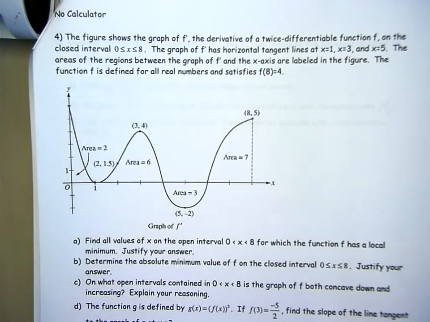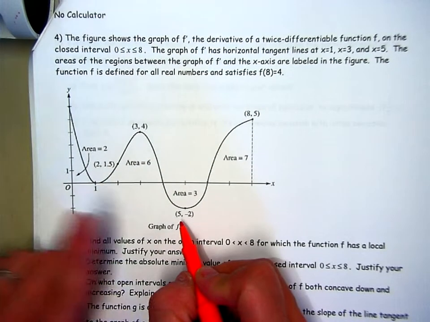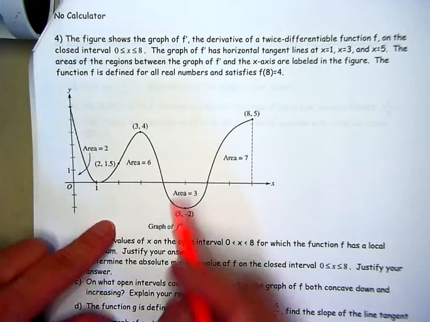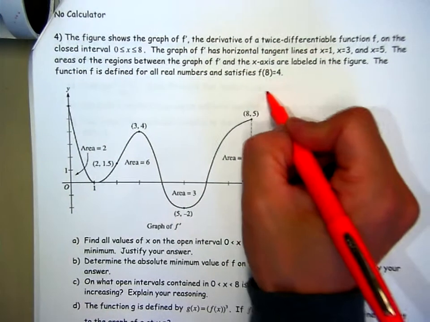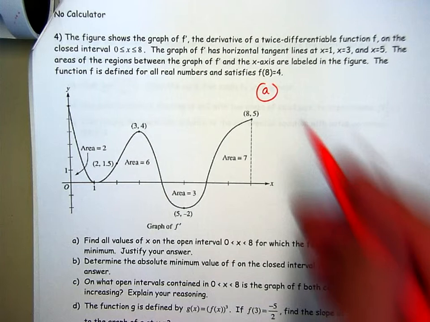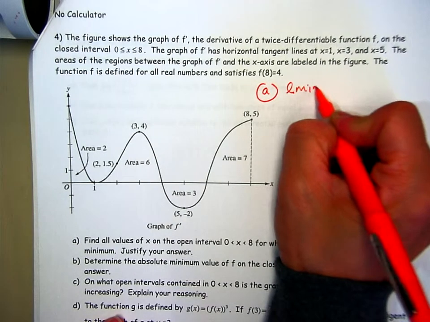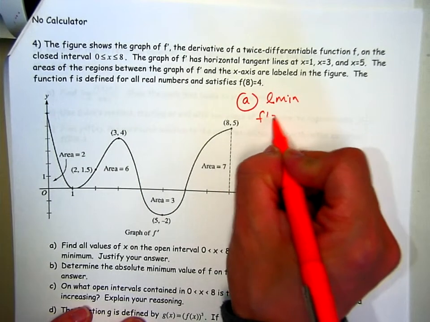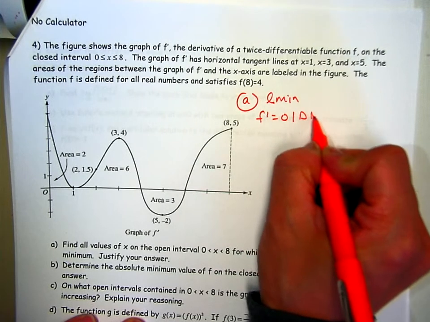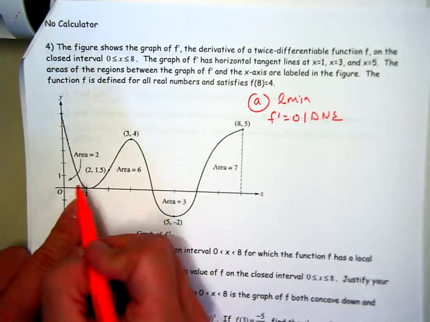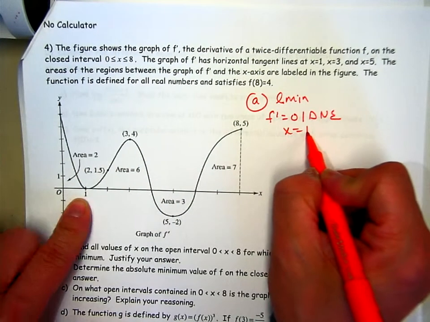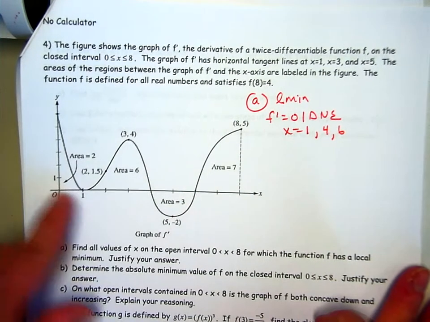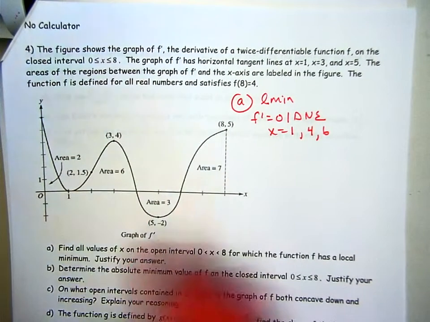Okay, this is the graph of f prime, and it gives us a couple data points that we need. So part A is asking to find local min. First of all, I know local mins can only occur where the derivative is 0 or does not exist. And I see a derivative is 0 at x equals 1, x equals 4, and 6. I don't see any places where this value does not exist. Remember, this is your derivative.